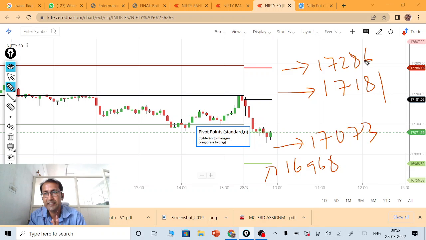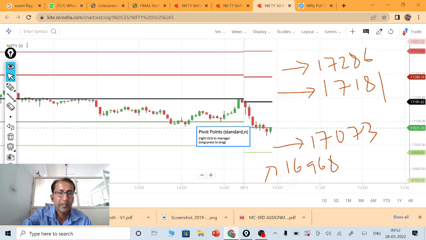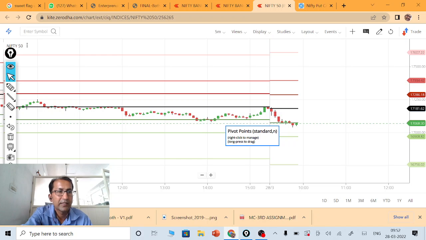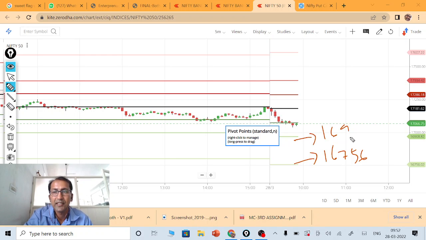As long as it is trading below 17,070 or 71, there is a chance that it can trade way below, and it can touch even 16,756. If it breaks 16,968, the chance of going down is more. Even the Nifty open interest data is suggesting the same.